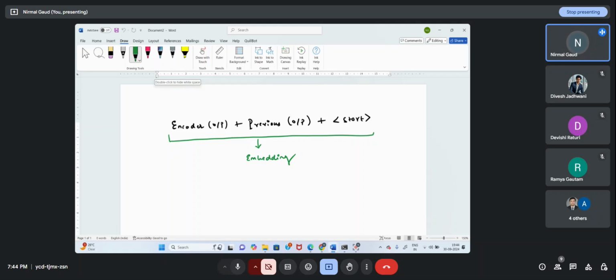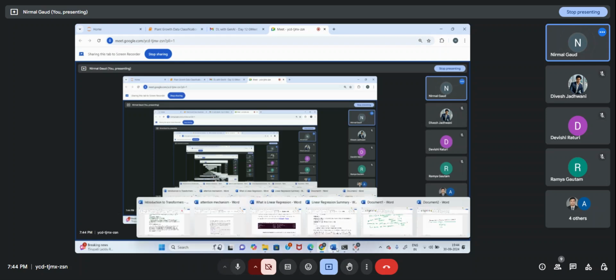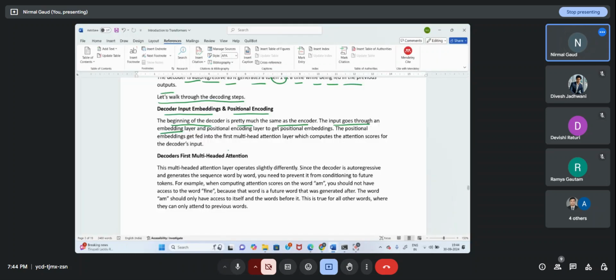Obviously positional embeddings or positional encoding will also be done. So their word embedding plus positional embedding, both will be done. That's what happened, here you can check. It passes through the embedding layer and positional encoding layer to get the positional embeddings. Then the positional embeddings are fed into multi-head attention, which computes the attention scores for the decoder input.